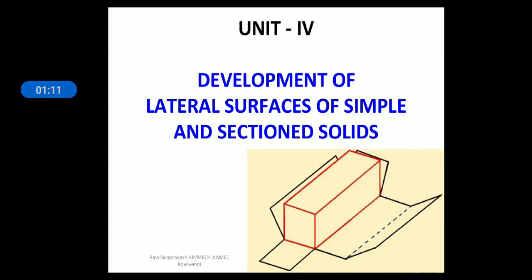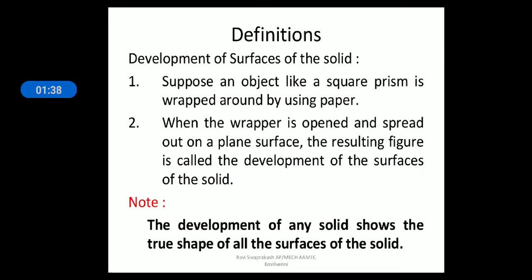So, what is the main purpose of development of surface? The main purpose of development of surface is to make thin sheet metal, as you can see in the automobile industry and anywhere where we use thin sheet metal. Okay, what is the definition? The development of any solid shows the true shape of all the surfaces of the solid. As I already explained about the square prism, it is here.